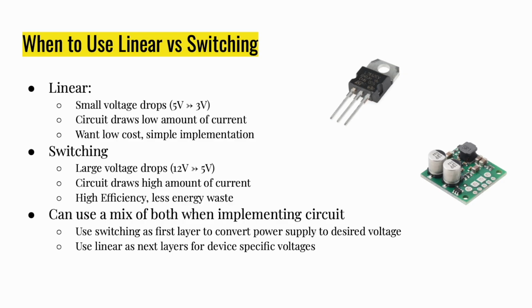Switching regulators are used for larger differences in voltages and can also raise the voltage in addition to lowering the voltage. And they're also good if you want higher efficiency in your circuit. You can also use a combination of the two, using switching for the initial voltage change, and then using linear regulators for getting voltages for specific devices.